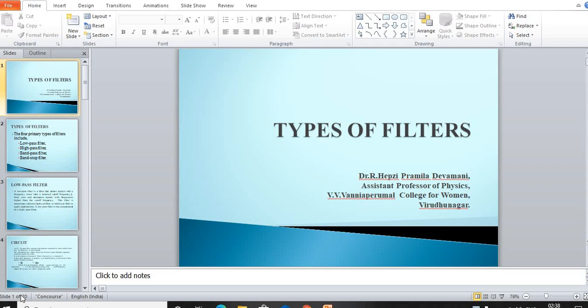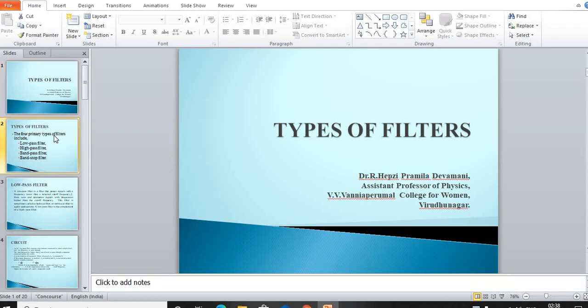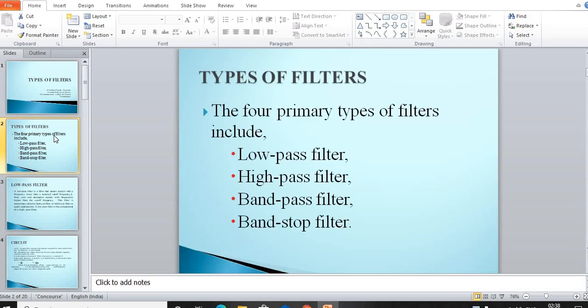I am going to explain the types of filters. The four primary types of filters include low pass filter, high pass filter, band pass filter, and band stop filter.